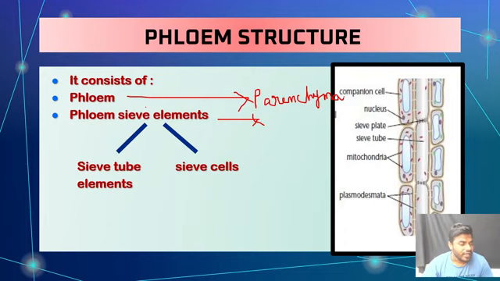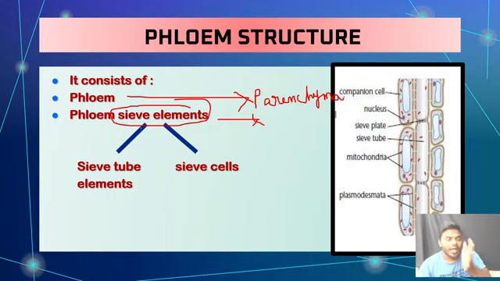Kindly don't forget. See friends, the sieve elements of the phloem, this is more important than the xylem. I am not saying that questions always come from translocation in the phloem. No, questions will come from xylem as well. But friends, most of the time they ask specifically from translocation in the phloem, or in a given 4-marker question they will include xylem transport and phloem transport, and they will raise the question. So that's why we have to know it very well.